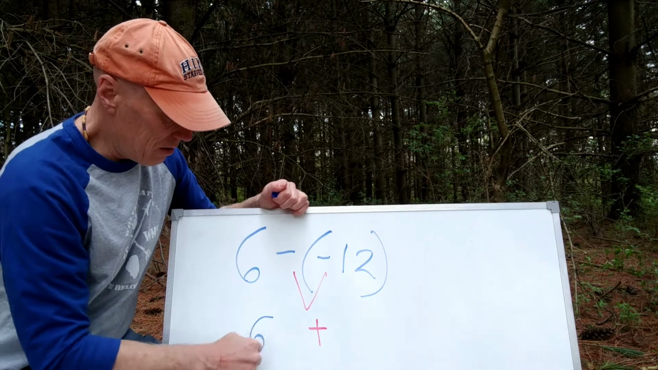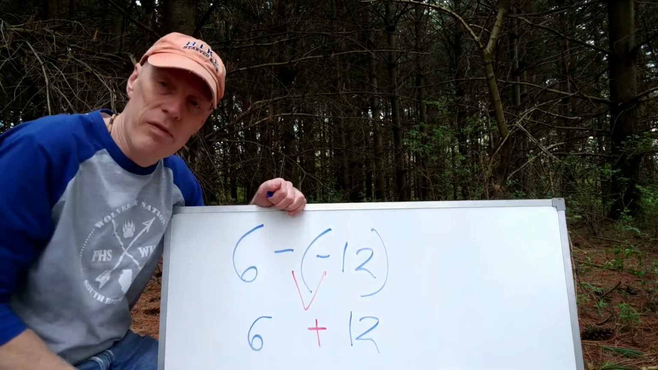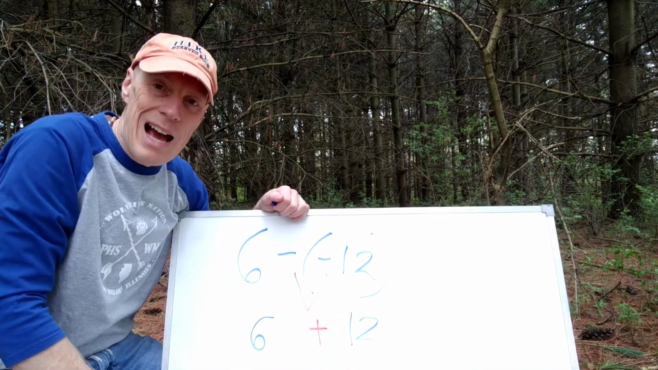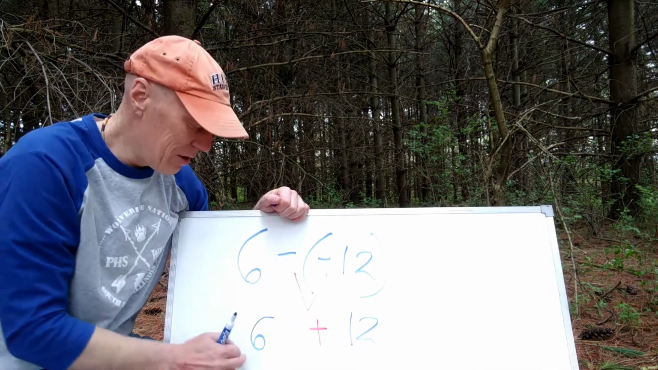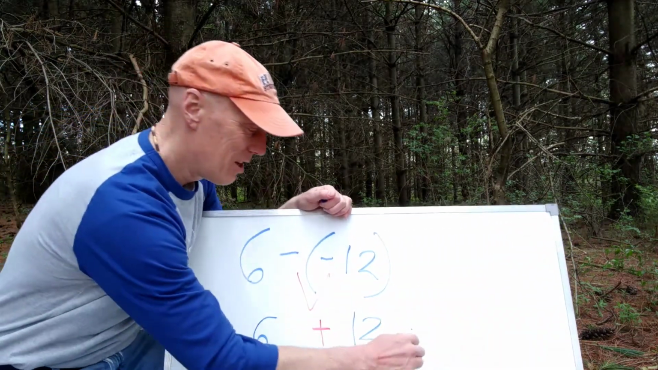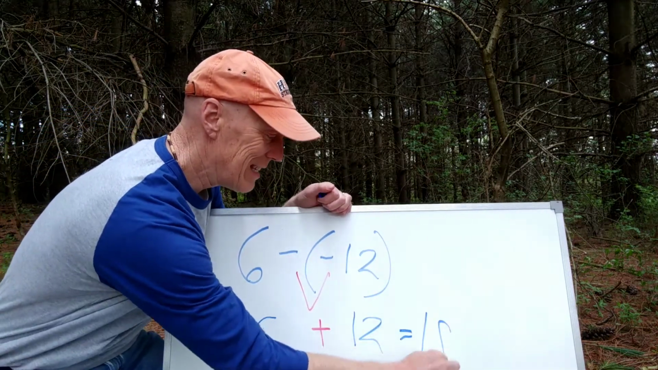A 6 plus a 12. That would be 6 green tiles and 12 green tiles. Both of them would be green because they're both positive. And 12 and 6 will be 18.